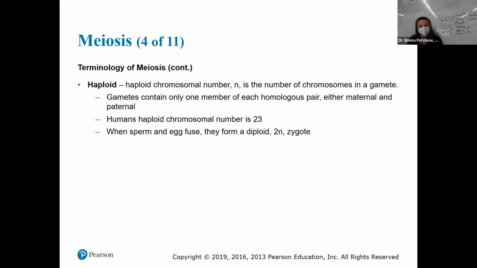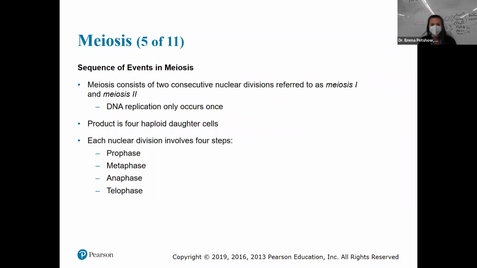Our haploid chromosome number is n, which is the number of chromosomes in a gamete. Each gamete contains only one member of each homologous pair, which is why when both gametes come together to form a zygote, we don't have double the amount of genetic material. So our haploid number is 23. That means when sperm and egg fuse, they form a diploid, 2n, 46 chromosomes or 23 pairs, which is a zygote.